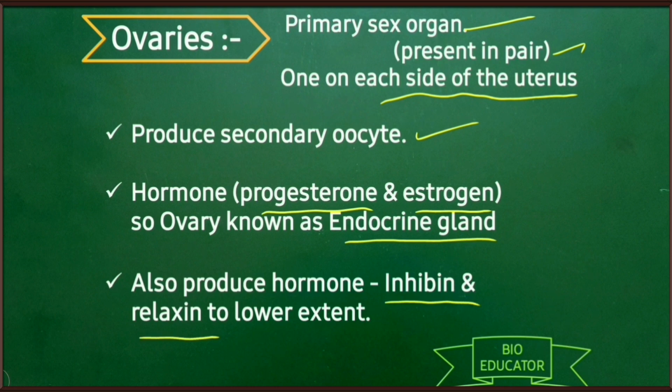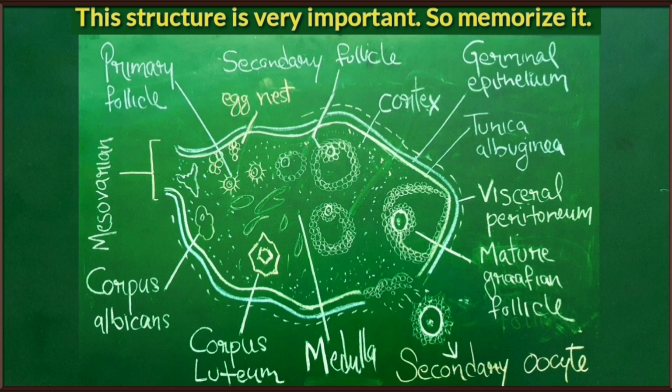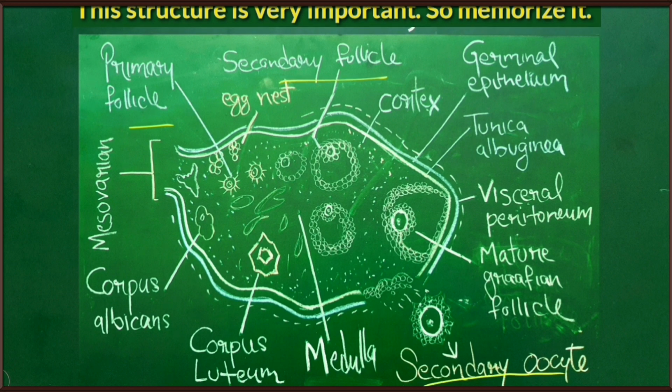The inhibin hormone gives a signal to the pituitary gland to inhibit follicle stimulating hormone, and the relaxin hormone is released while giving birth to give relief from the pain. This is the transverse section of ovary showing its layers and primary follicle, secondary follicle and secondary oocyte.